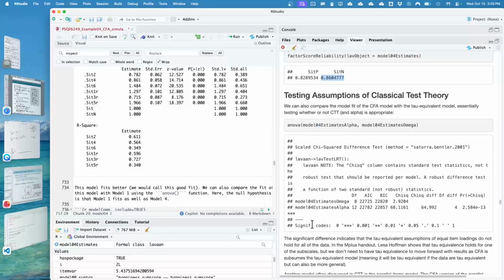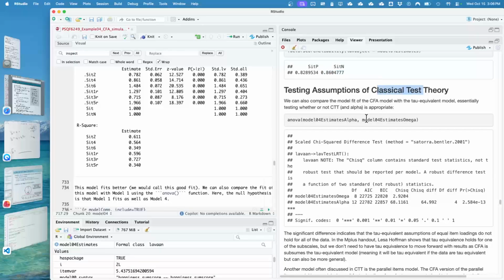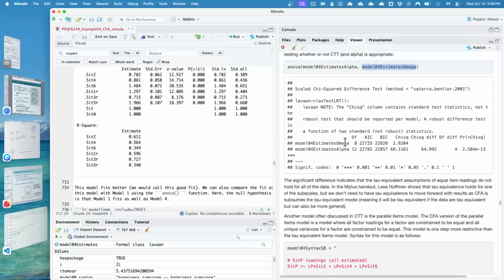Finally, the other thing we could do is test the assumptions of classical test theory. I like that. It's the controversial part of this. But yes, we can. Because classical test theory is a parallel items model. This is not even testing the assumptions of classical test theory. This is testing tau equivalent versus congeneric. But we could do a likelihood ratio test to say, do we really want all the loadings to be the same on a factor, which is the alpha version of the model, or the loadings to be freely estimated, which is the omega version of the model?